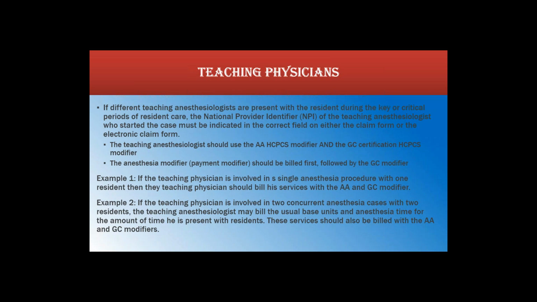Example number 1. If the teaching physician is involved in a single anesthesia procedure with one resident, then the teaching physician should bill his services with the AA and GC modifier. Example 2. If the teaching physician is involved in two concurrent anesthesia cases with two residents, the teaching anesthesiologist may bill the usual base units and anesthesia time for the amount of time he is present with residents. These services should also be billed with the AA and GC modifiers.